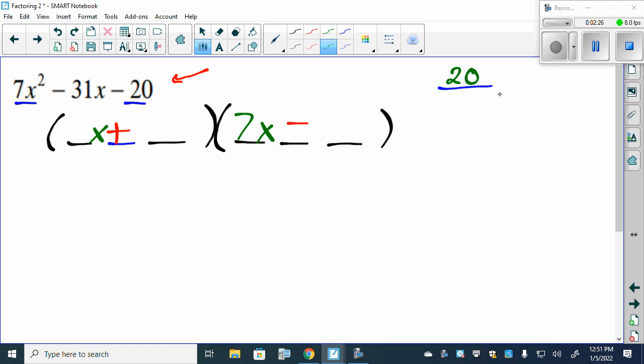Now the factors of 20, on the other hand, well, we do have a few. We do have 1 and 20, 2 and 10, and 4 and 5. Which set of factors do we want to try first? 2 and 10.